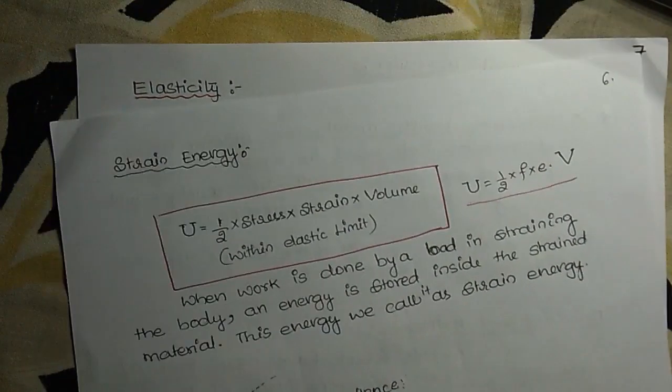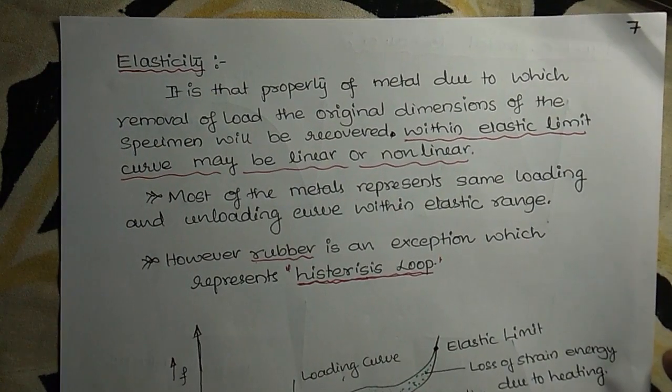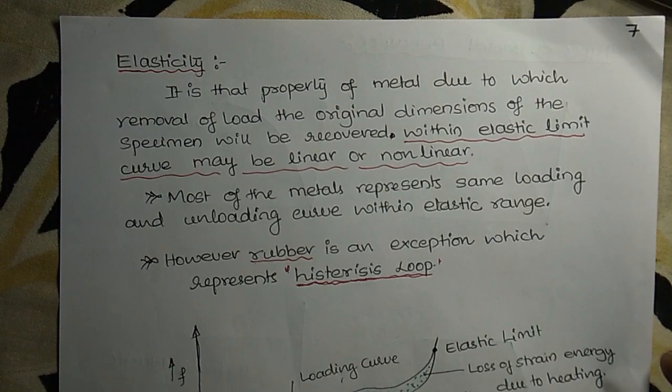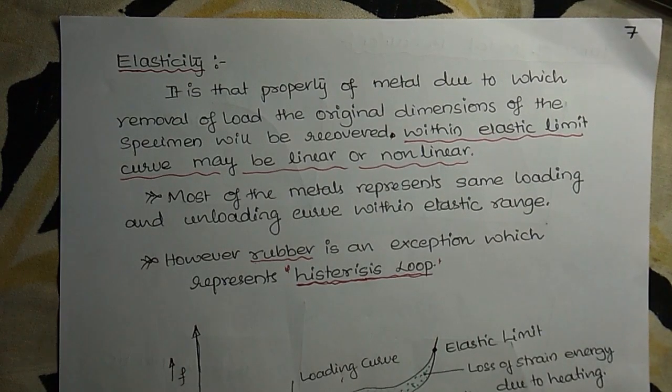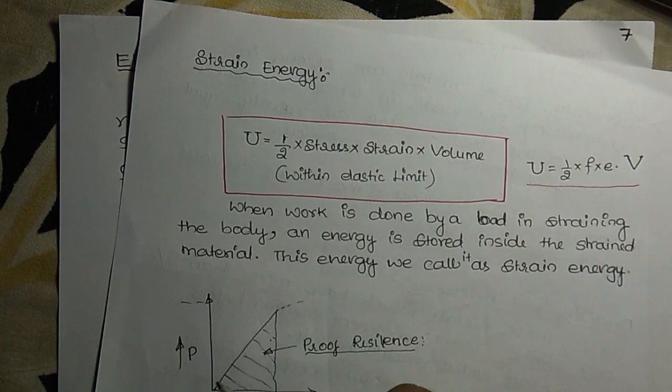Okay, coming to the next topic, it is elasticity. It is a property of a metal due to which, on removal of load, the original dimensions of the specimen will be recovered within the elastic limit. This elastic limit curve may be linear or non-linear. For example, for mild steel, if you plot the stress strain graph, it will be linear. The loading curve and the unloading curve will be linear.